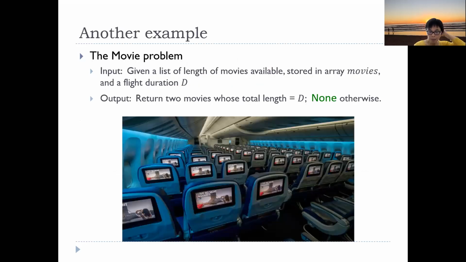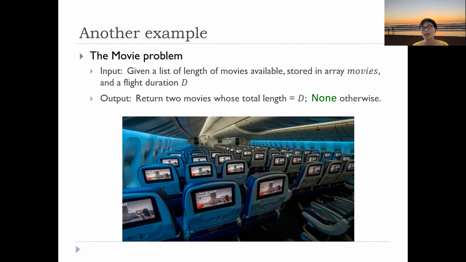All right, let's look at another example here, the movie problem. You're on a flight, and you are given a list of movies, each with a specific length, stored in an array called movies. The flight duration is D. What you want is to find 2 movies whose total time exactly matches the flight duration, so you don't waste any extra time and you also don't miss any parts of the movie. If you can find that, great. If not, you return none.